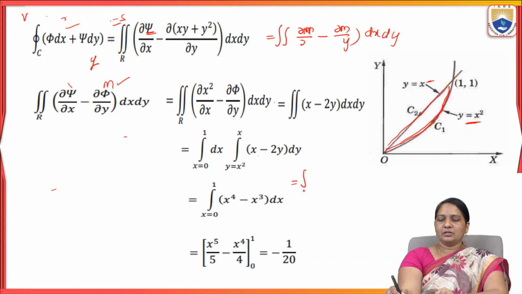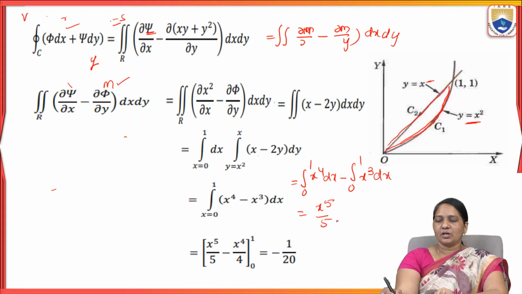So integral 0 to 1 x power 4 dx minus integral 0 to 1 x cube dx. So here integral x power 4 is x power 5 by 5, according to the formula x power n plus 1 by n plus 1, minus integral x cube is x power 4 by 4. Limits are 0 to 1.